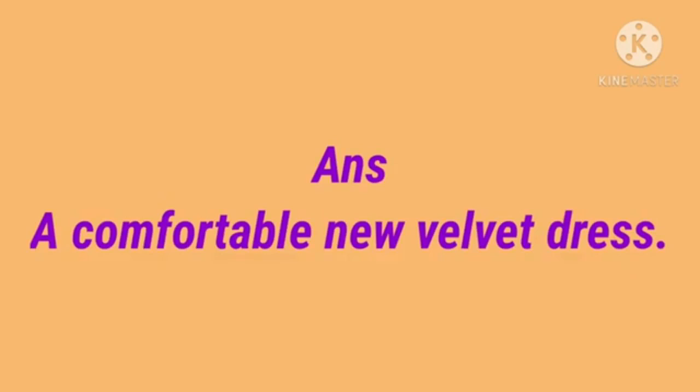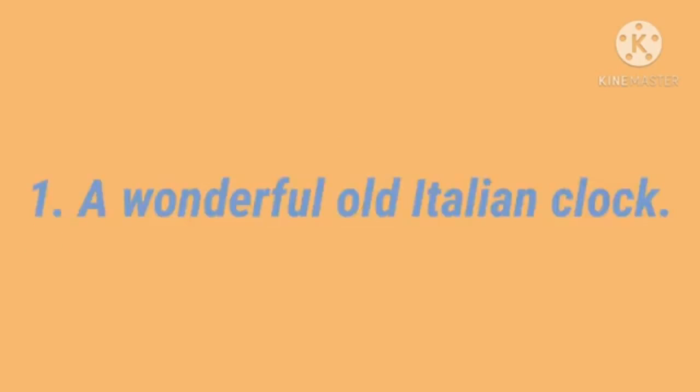Here three sentences are given. These sentences are written in the correct order of adjectives. Shall we check that? Yes. First one, a wonderful old Italian clock. Which is the noun here? Clock.